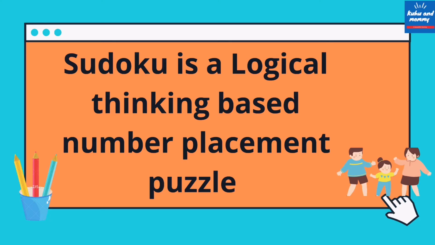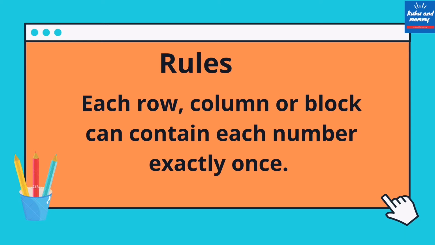So first of all, what is Sudoku? Sudoku is a logical thinking based number placement puzzle. So what are the rules of Sudoku? Sudoku basically has an n by n matrix which has n rows and n columns, and there are numbers placed in each box. So the rule is, each row, each column or block should contain each number exactly once. So no number should be repeated in any of the rows or columns or blocks. I will explain about it later in the video using the matrix.